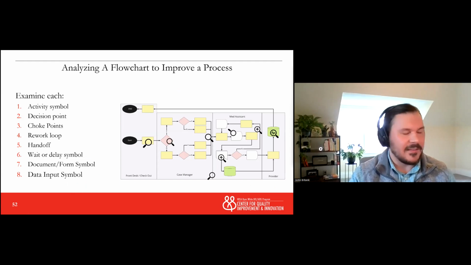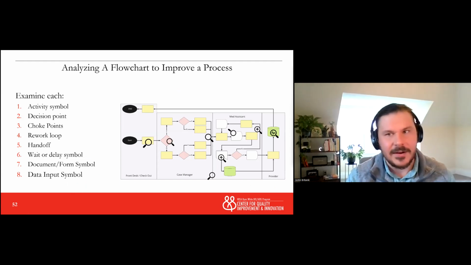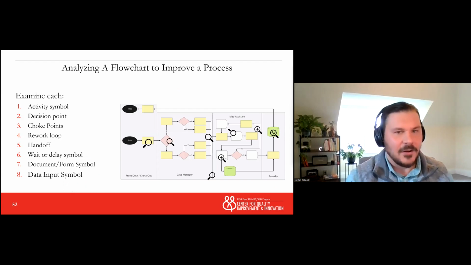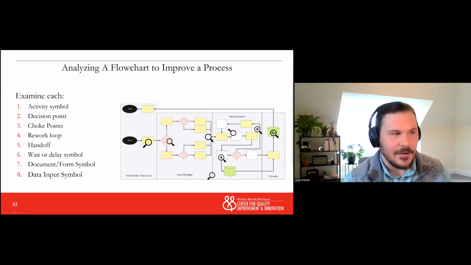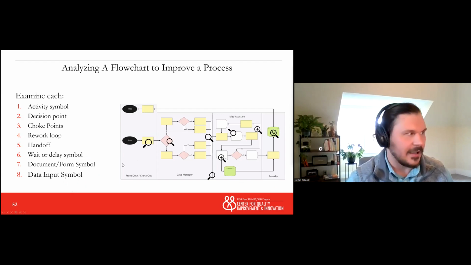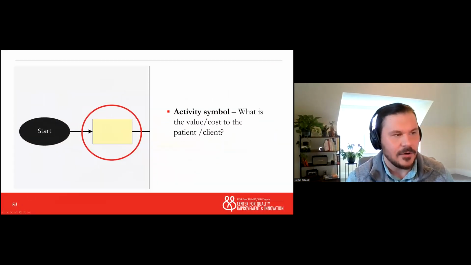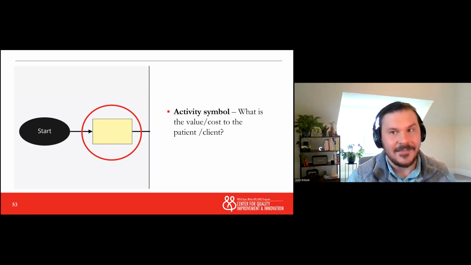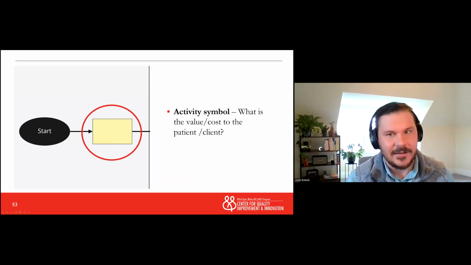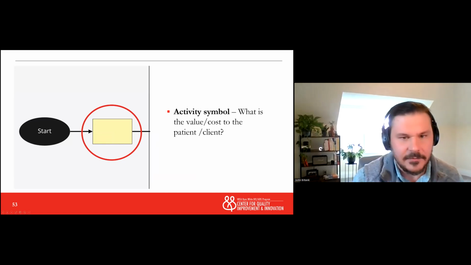So I'm going to walk through this step by step. And if you're working on a QI project right now and you have a flowchart, this is how I, as a QI coach, would come in and start looking at it. I would start and look at each activity symbol, and I would ask, what is the value cost to the patient or client to do each step? How much time is it taking them? What hoops do they have to jump through? What forms do they have to bring in? That's the very first thing. I would go through each and every activity step and ask those questions.